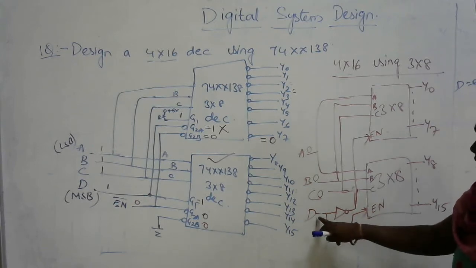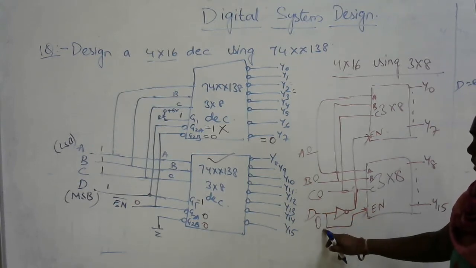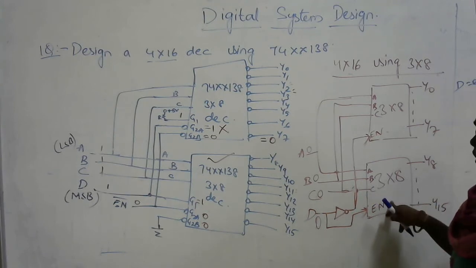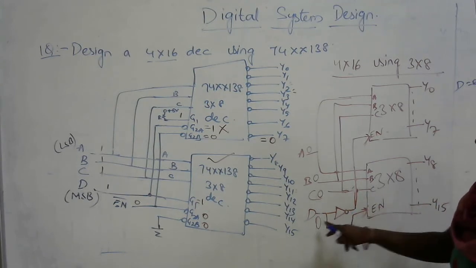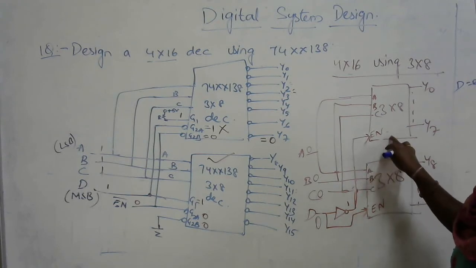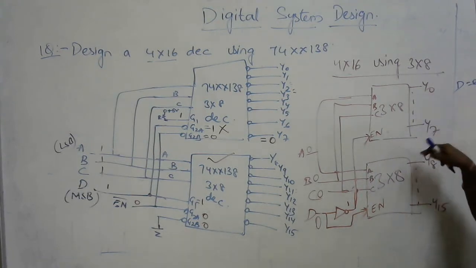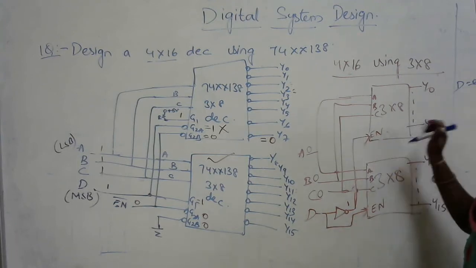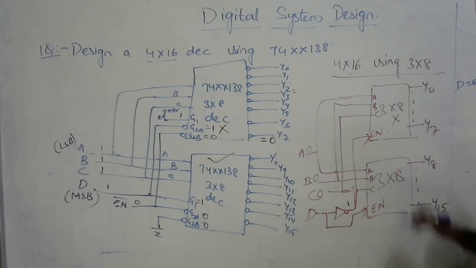So when D is equivalent to 0, as D is directly connected to the second enable, and the enable pin is active high, the second decoder is not going to be in the functional state. The same D equal to 0 passes through a NOT gate, so the output of the NOT gate is 1. So the enable pin is 1 for the first decoder, and the outputs will be between Y0 to Y7. Whenever D is equivalent to 1, the first decoder will not be in the functional state. Only the second decoder is going to be functional, so the output is between Y8 to Y15.